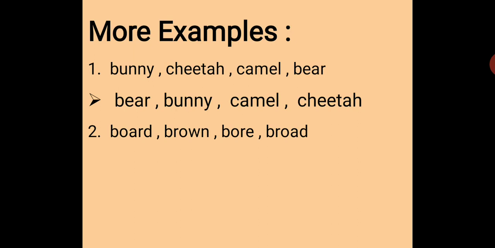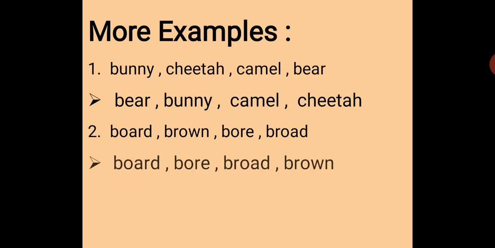Right? So tell me, which letter comes first in alphabetical order between W and A? Obviously A. So our third word of the answer is broad and the fourth word of the answer is brown. Now we can arrange them in their proper order. Let's see the answers. Board, bore, broad and brown. I hope you understand this example very well.